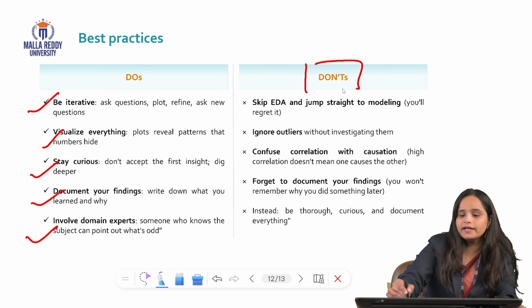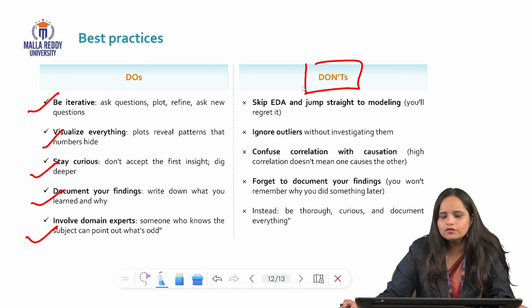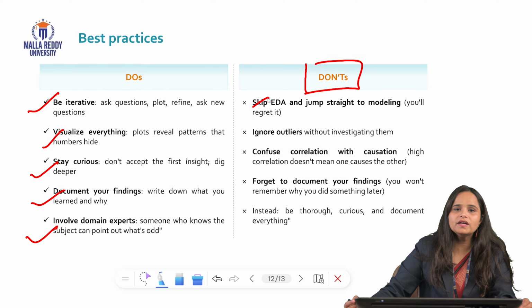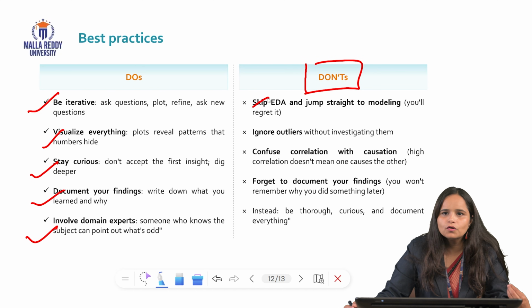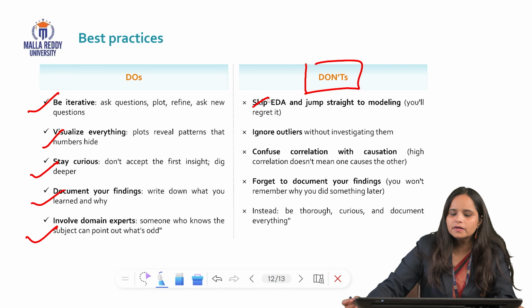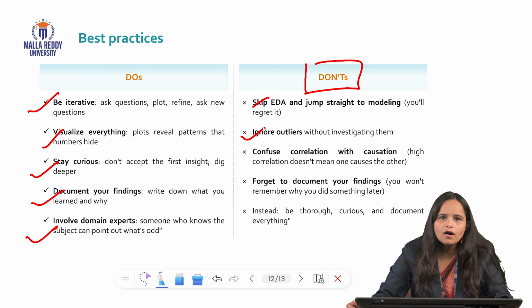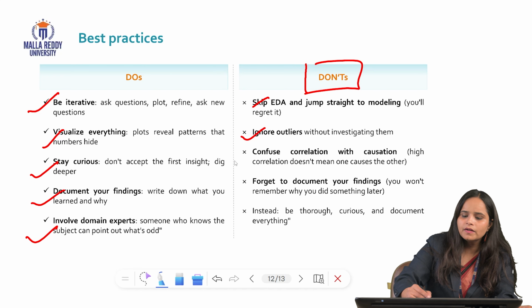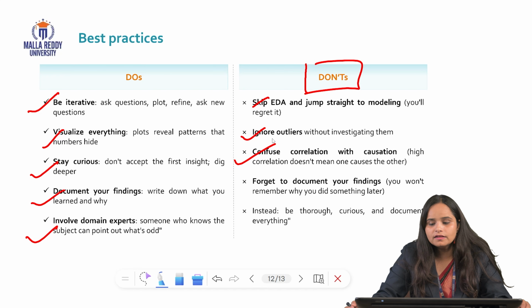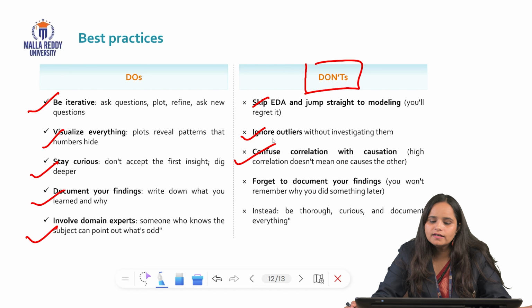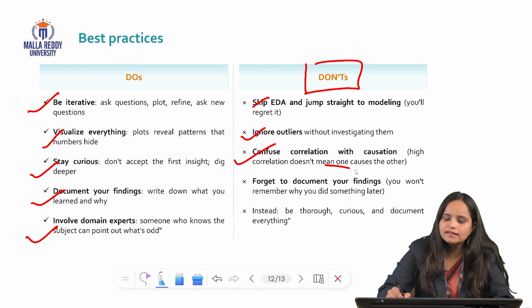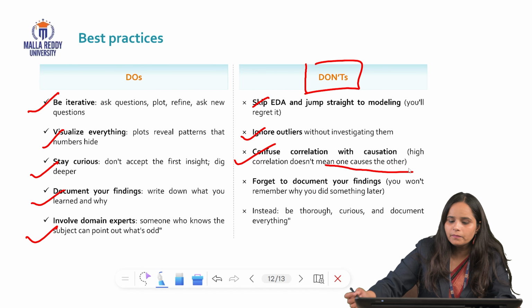Also, we should be careful about what things we should not do. We should not skip the EDA. That may cost you so much effort, time and money. We should not ignore the outliers. We should always identify the outliers and also handle them. Don't confuse correlation with causation. High correlation doesn't mean one causes the other. This is a very important point to remember.